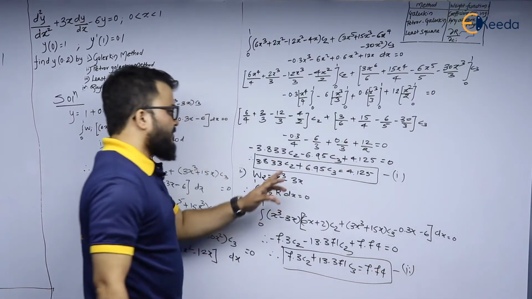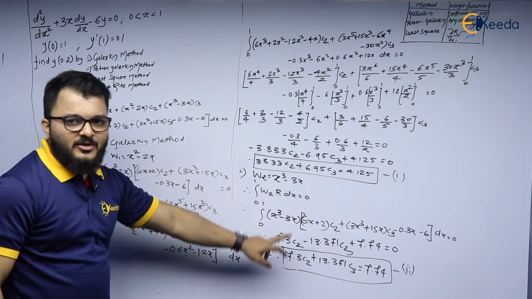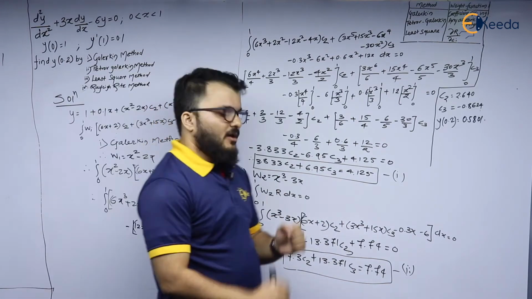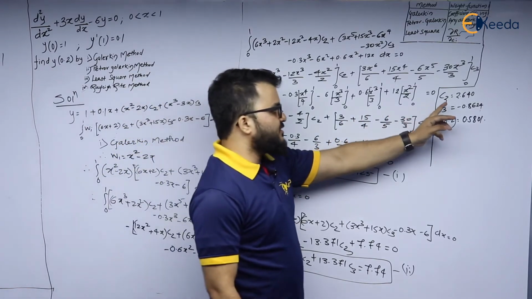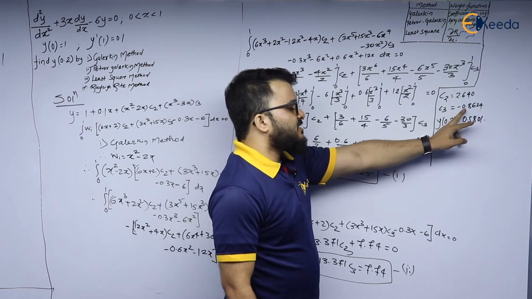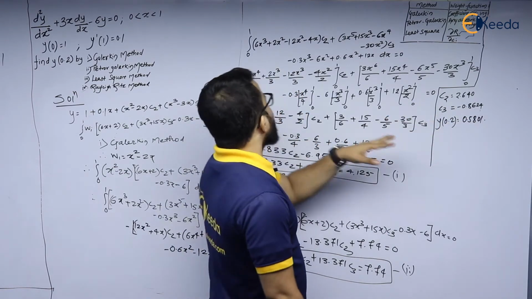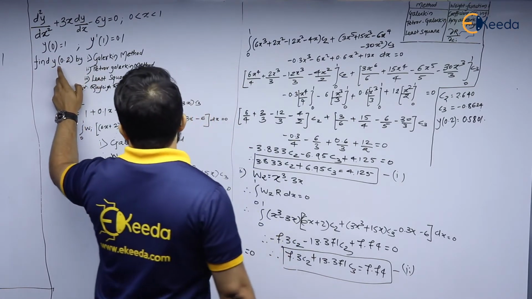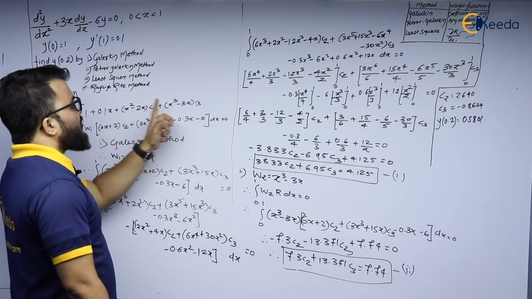So I got equation number 1 and equation number 2. If I put these equations 1 and 2 in the calculator, I will get the value of C2 and C3. So the value of C2 is 2.640 and the value of C3 is minus 0.8624. So I got the value of C2 and C3, but you have to find the value of y at 0.2. So I will put 0.2 in this approximate polynomial equation.